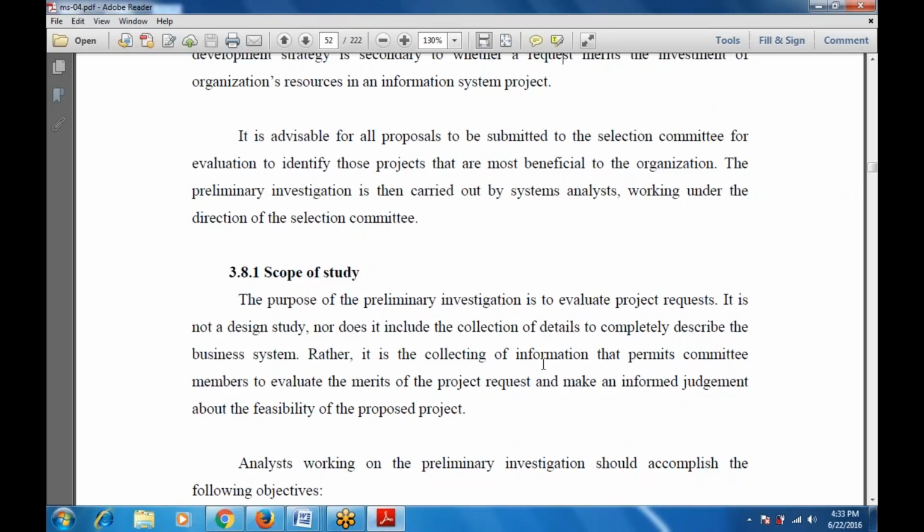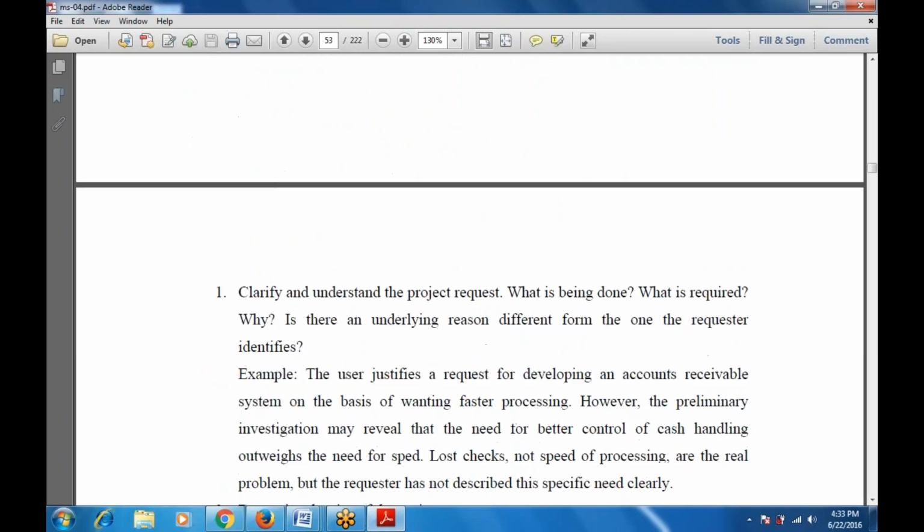Now, what are the various objectives that are accomplished while using the investigation? First is to clarify and understand the project request. What is being done, what is required, and why? Is there an underlying reason different from the one the requester identifies? What is required, or why is there a need for this one?